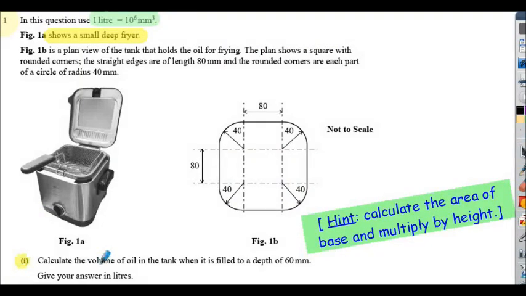So part 1, we have to calculate the volume of the tank when filled to a depth of 60 millimeters, giving the answer in terms of litres. We're given the above plan view of the deep fat fryer in figure 1b here. As a hint, essentially we have to calculate the area of the deep fat fryer base, shown in figure 1b, and simply multiply that by the height to find the volume. Solution shown on the following slide.